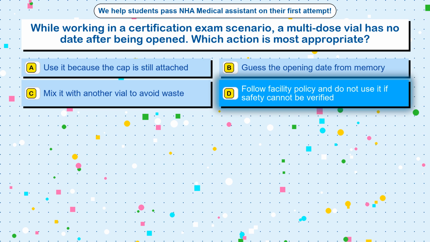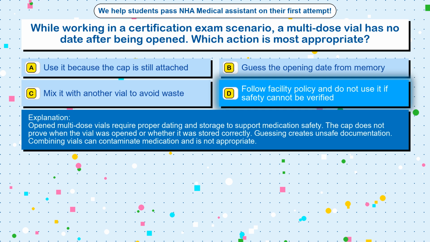Follow facility policy and do not use it if safety cannot be verified. Opened multi-dose vials require proper dating and storage to support medication safety.